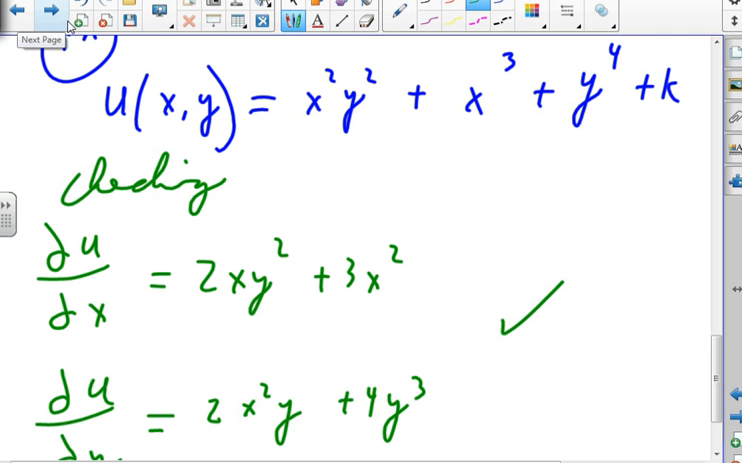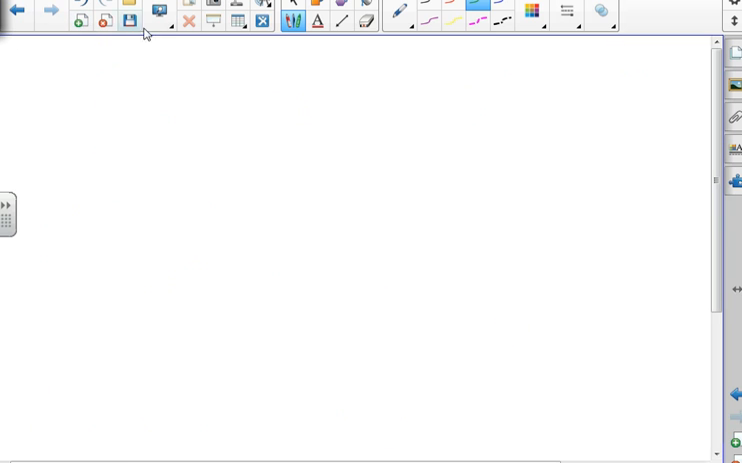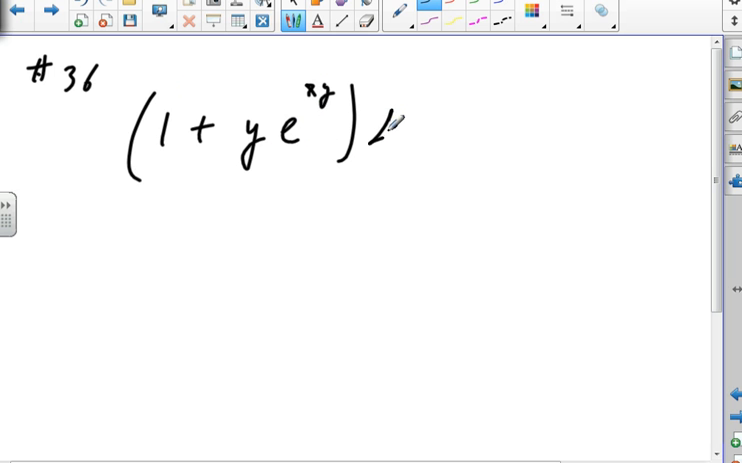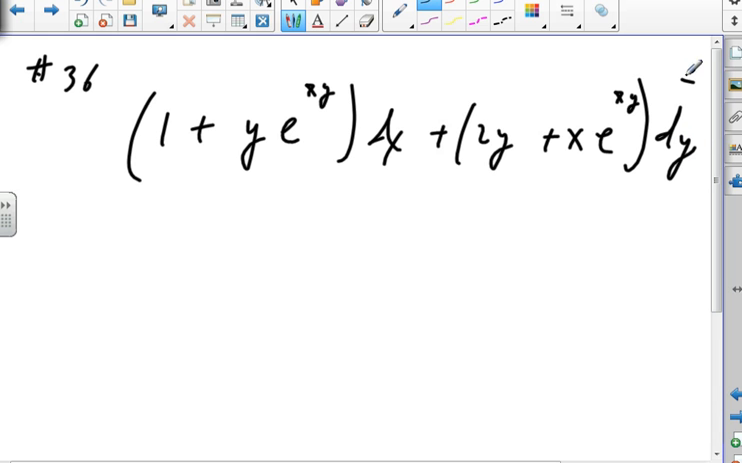Looking at 36. (1 plus y e to the xy) dx plus (2y plus x e to the xy) dy is equal to 0.